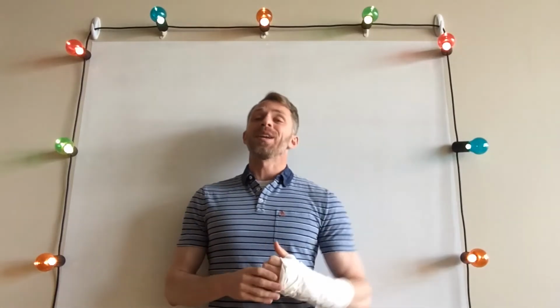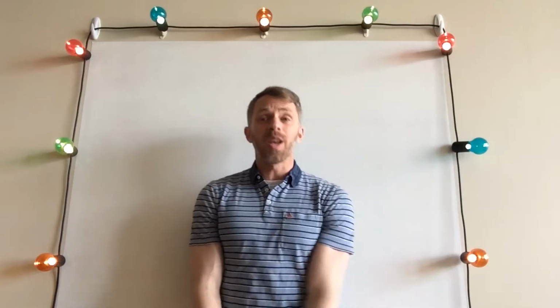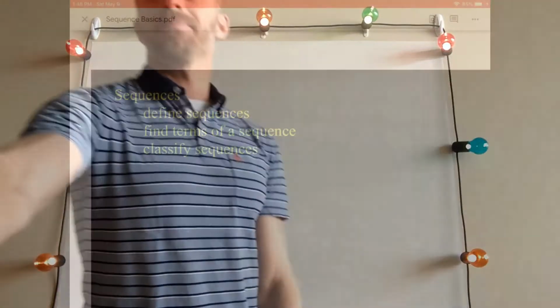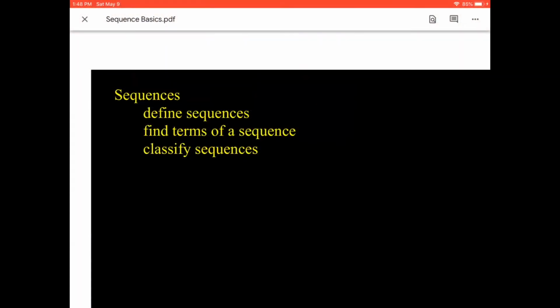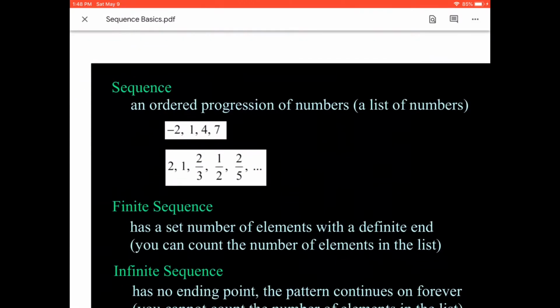All right, so today we're going to take a look at the basics of sequences. So first we'll define them. Then we'll see how we can find terms of a sequence, and then we'll classify some sequences. All right, so here we go.